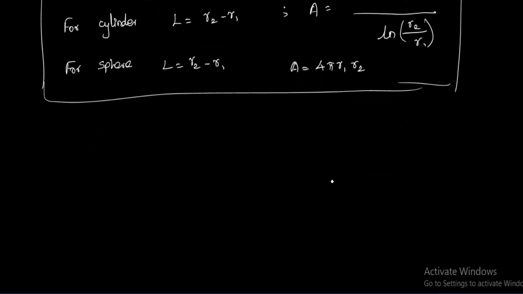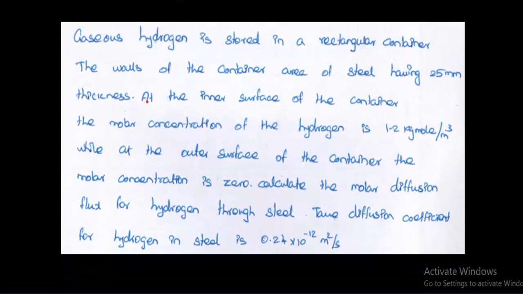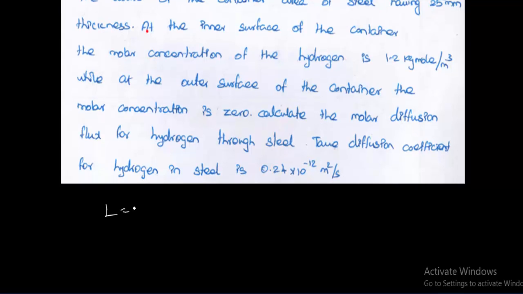Now we are going to solve the problem. This is the first problem. In the first problem, it is given that gaseous hydrogen is stored in a rectangular container, right? The walls of the container are of steel having 25 mm thickness, right? So the thickness L equal to 25 millimeter, which is equal to 25 into 10 to the power minus 3 meters, right?